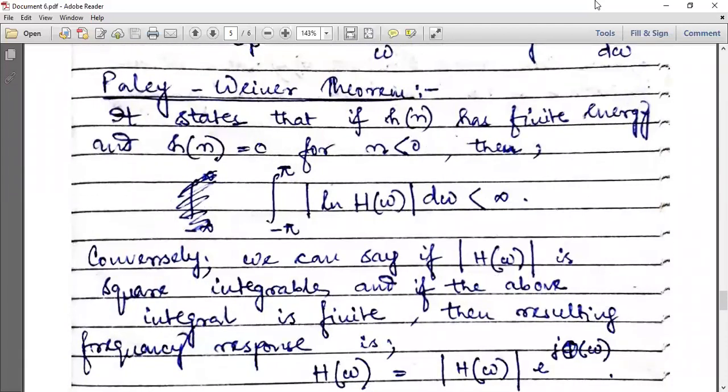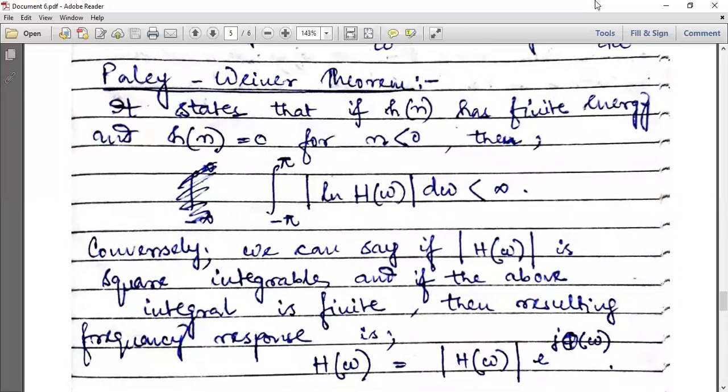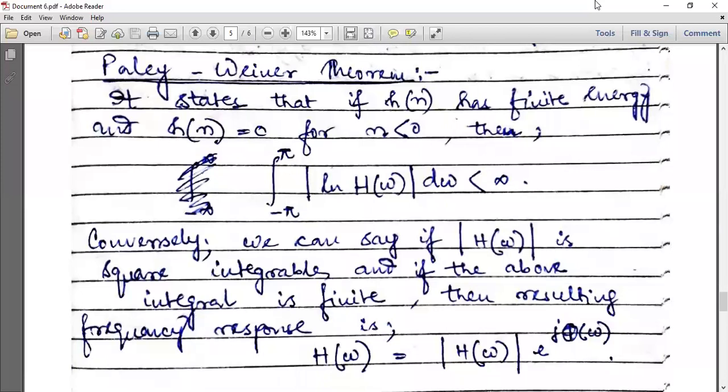Now, before moving to the Paley-Wiener theorem, I'll be discussing something more. Listen carefully. If you want, you can write also. Linear phase filters. What do you know about them? Any idea?